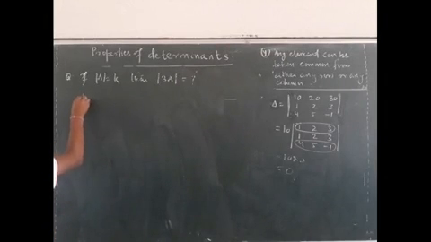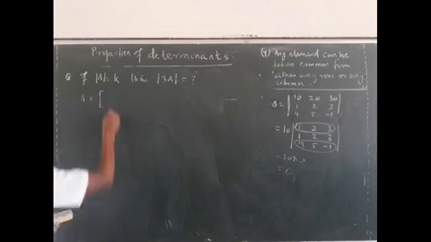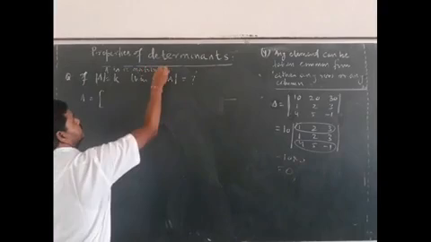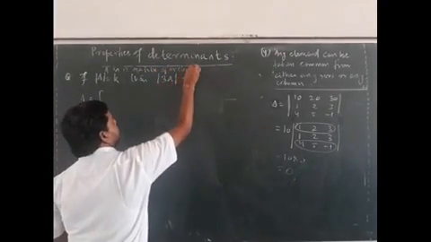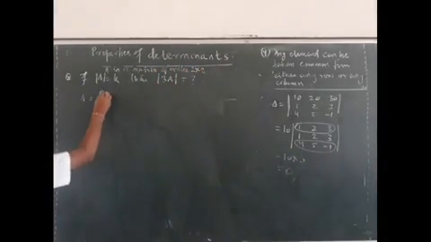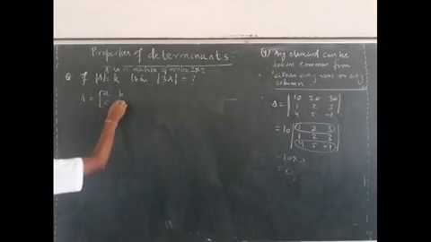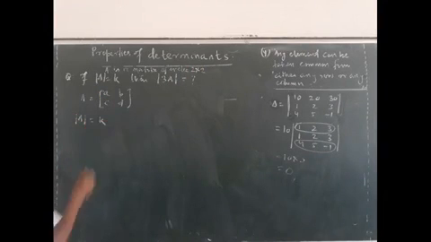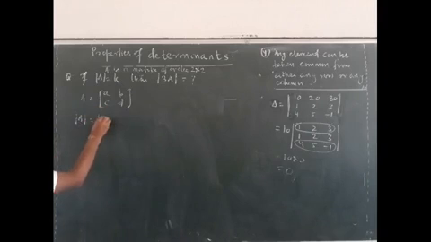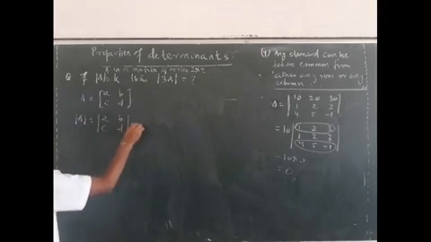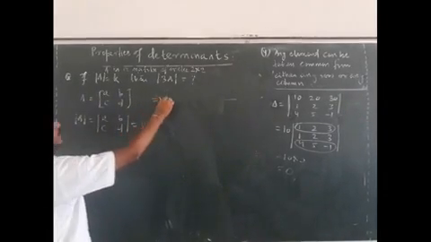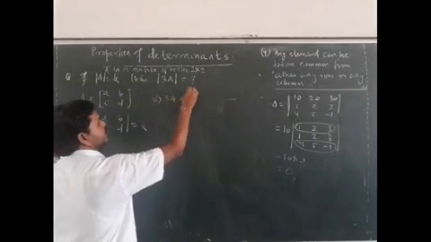Now, for example, I took A of order 2 cross 2. Suppose I take a matrix A, B, C, D. According to the question, the determinant of A is given to me as K. That is, the determinant of A, B, C and D is given to me as K. Now, I have to find the determinant of 3A. Let us find 3A first.